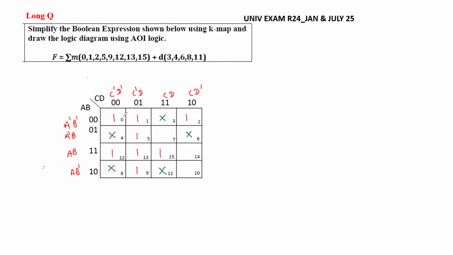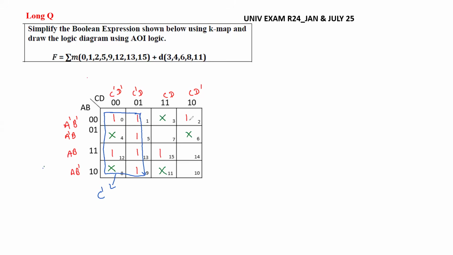So here clearly, if you see the first two columns, by including two don't cares, we are able to make one octet here. For this octet, row wise nothing is common. Column wise, what is common here? C dash. So we'll have C dash here.